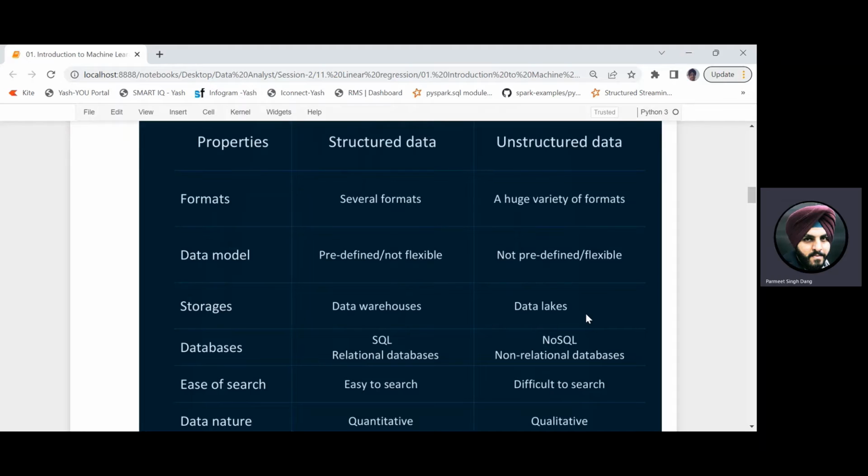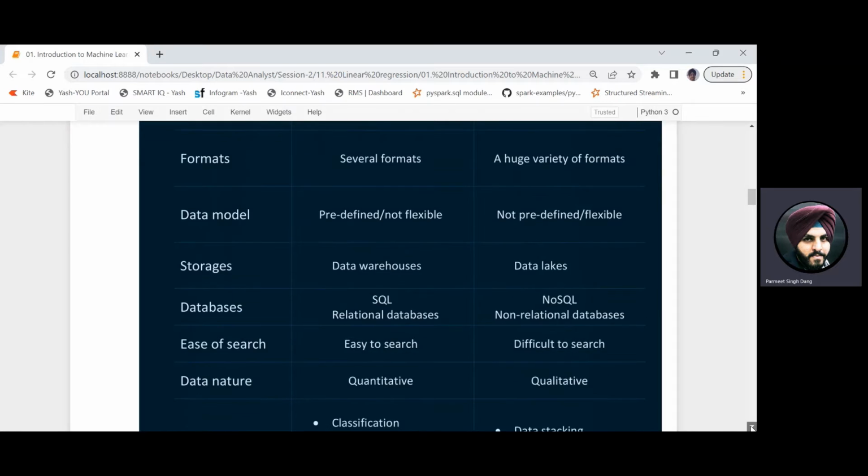If I talk about the database, structured data uses the relational database. That's where we discuss SQL. The unstructured data would handle the NoSQL database, which is a non-relational database. What is the advantage or pros and cons of each one of these? For structured data, it is very easy to search, but for unstructured data, it is very difficult to search. And if I talk about the nature of data, it is quantitative, and the nature of data in unstructured data would be qualitative.